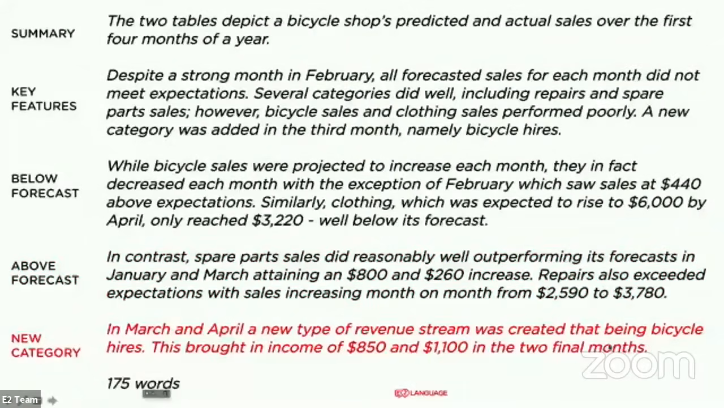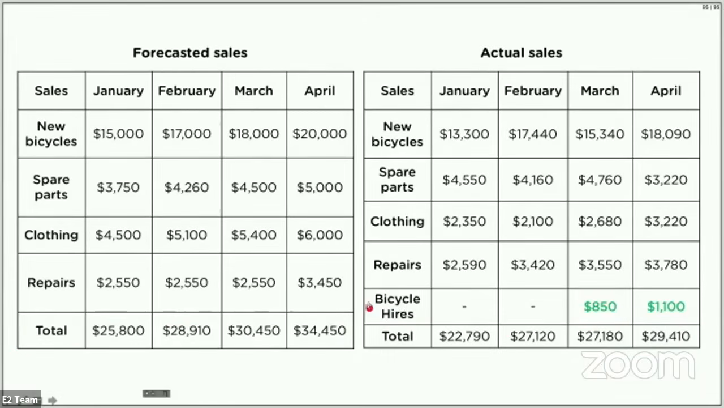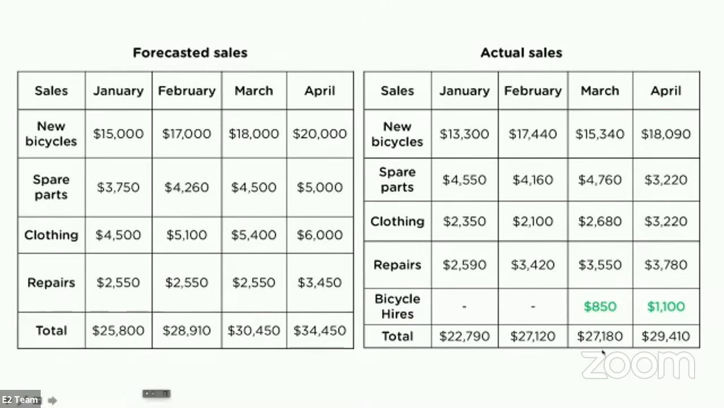Finally, new category. I looked at this and I saw this little bit here. And the IELTS will often put in a little curveball for you, such as bicycle hires, because there's no bicycle hires here. It doesn't exist in the forecasted sales. But then in March and April, they introduced this new category, which made them a bit of money. So you should include exceptional things like this, even if it's just 1 or 2 sentences as a separate paragraph.